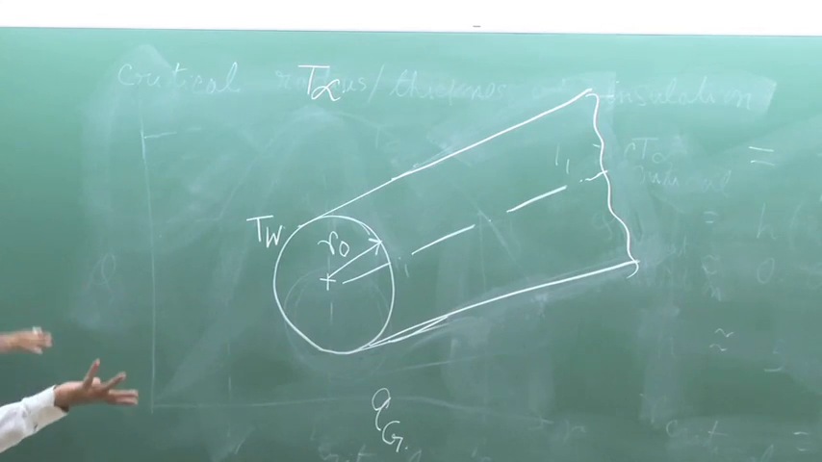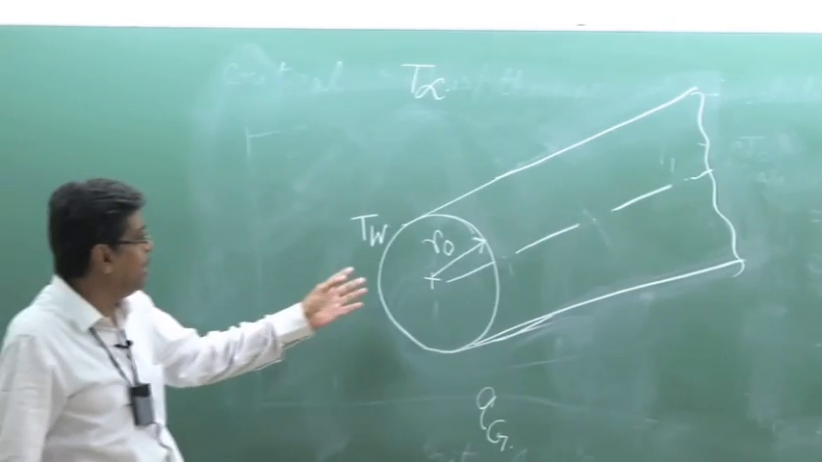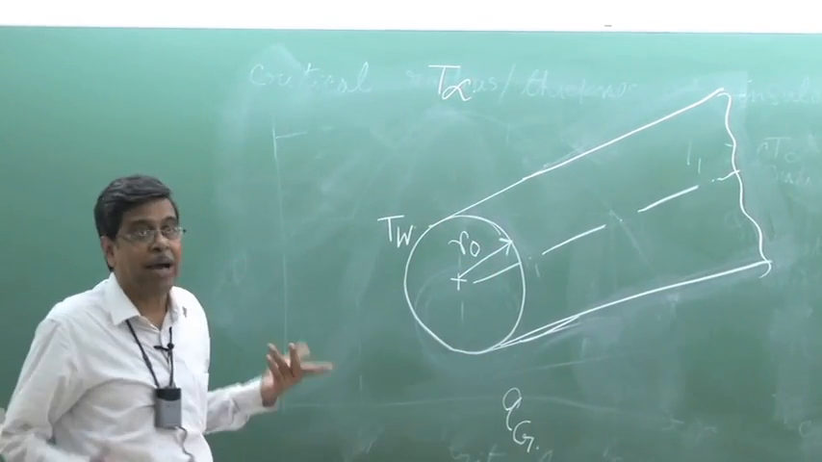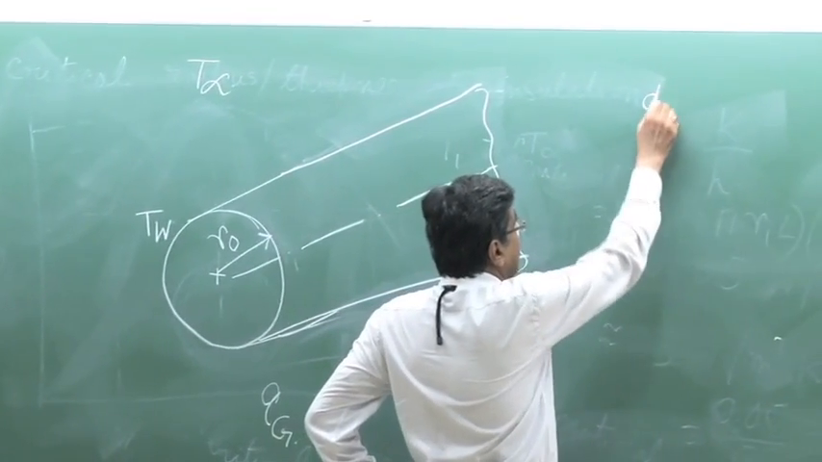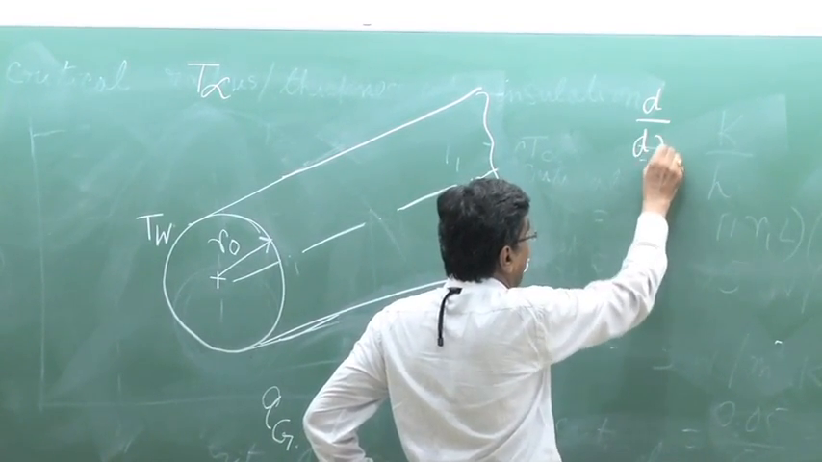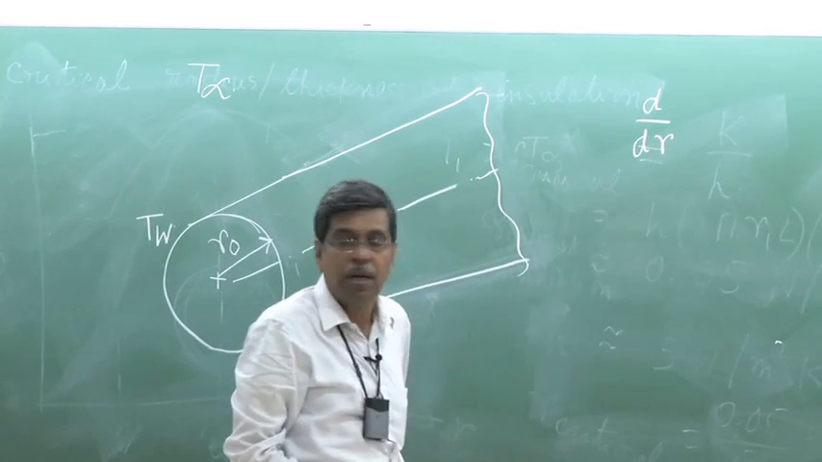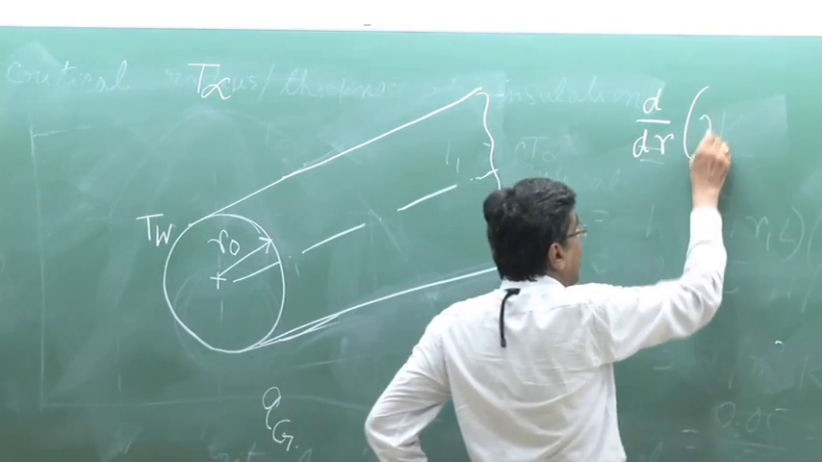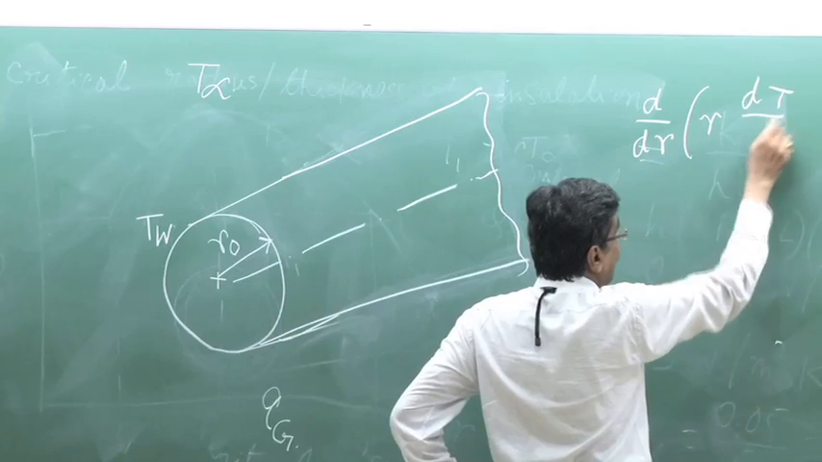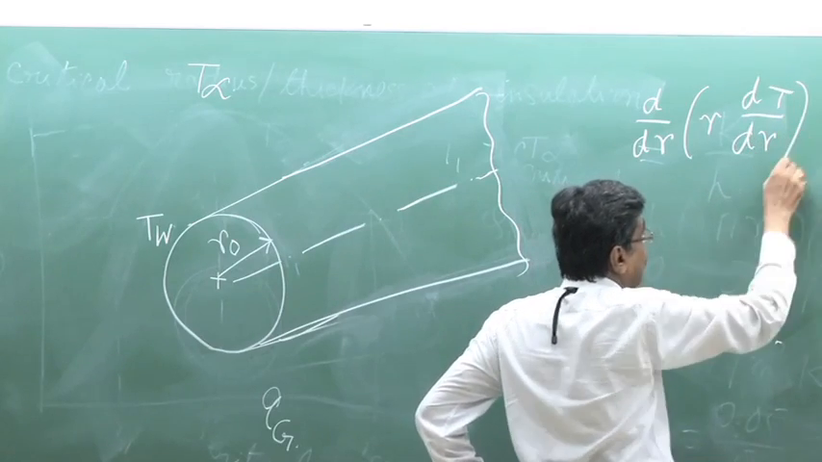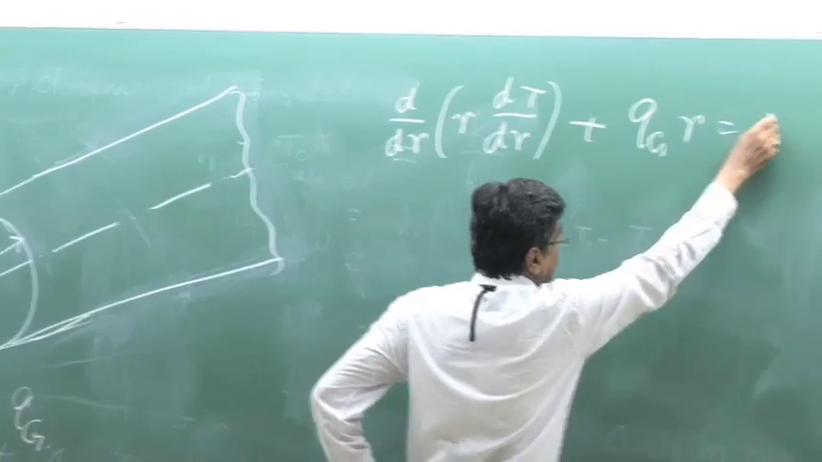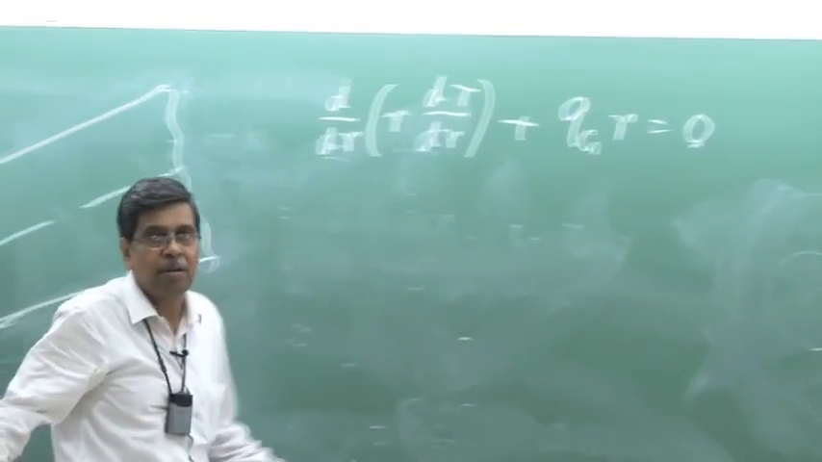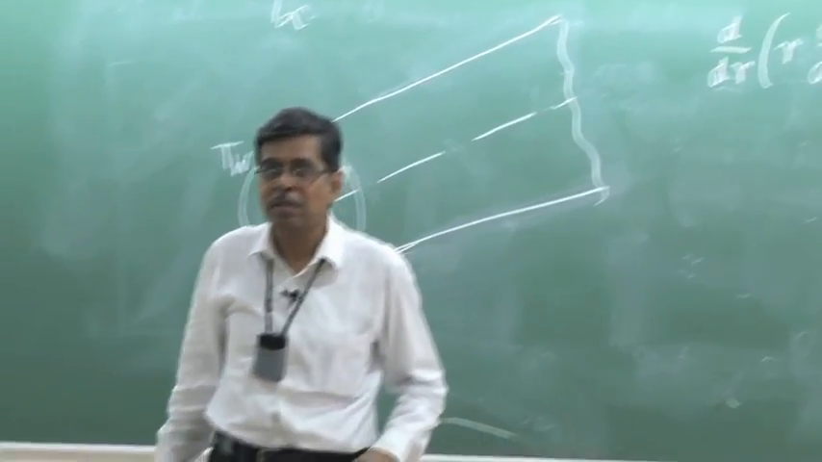Now, therefore, we have translated this into our software language that there is a cylindrical element. Now, where from will we start? We will start from this, that we know d/dr of (r dT/dr) plus qg into r is 0. Where from do we get it?